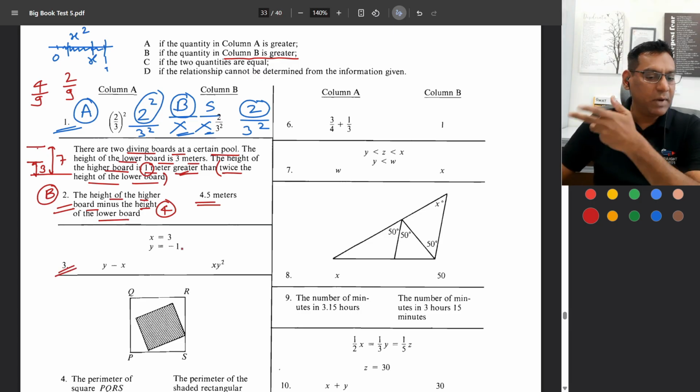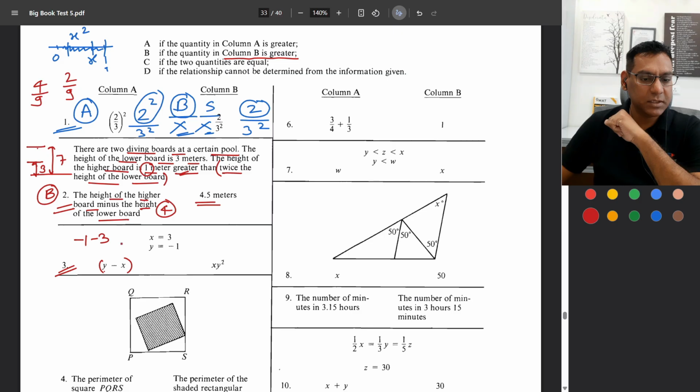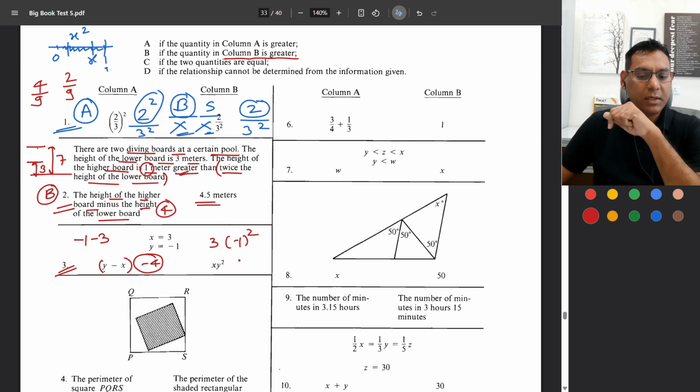Okay, question number 3. x is equal to 3, y is equal to minus 1 already. So I just have to plug in the numbers. y minus x, so that is minus 1 minus 3, right? Minus 1 minus 3, that's going to be minus 4. And x into y square, so that is 3 into minus 1 square. So that is 3 into 1, that's going to be 3. Okay, answer choice B.